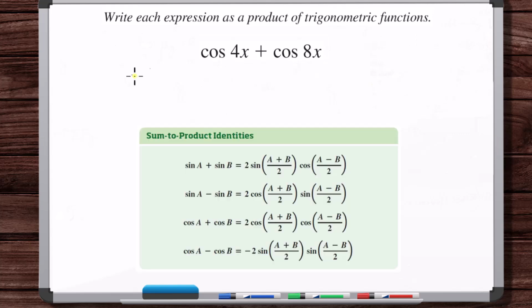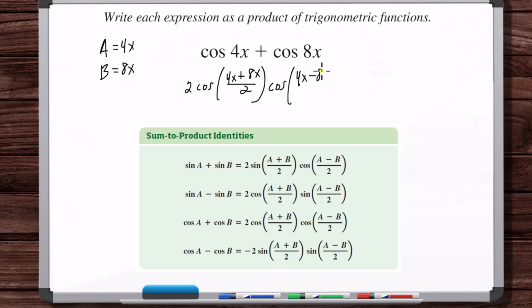Okay. We have cosine 4x plus cosine 8x, so that would be cosine A plus cosine B, where A is 4x and B is 8x. So, okay, we've got 2 cosine of 4x plus 8x divided by 2, cosine of 4x minus 8x divided by 2.